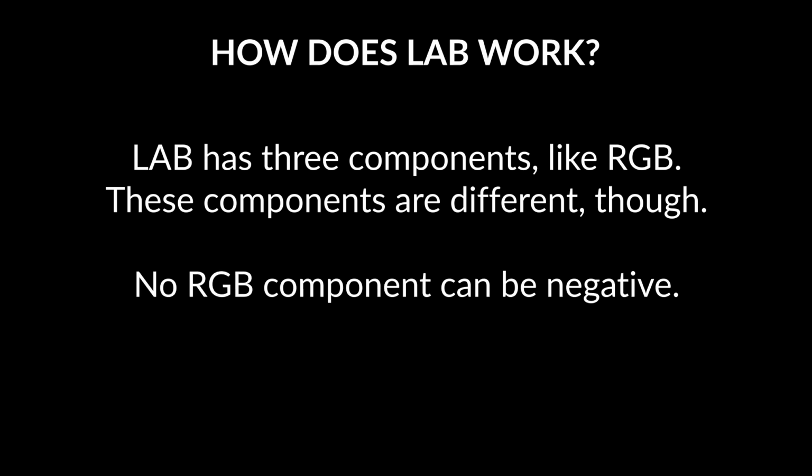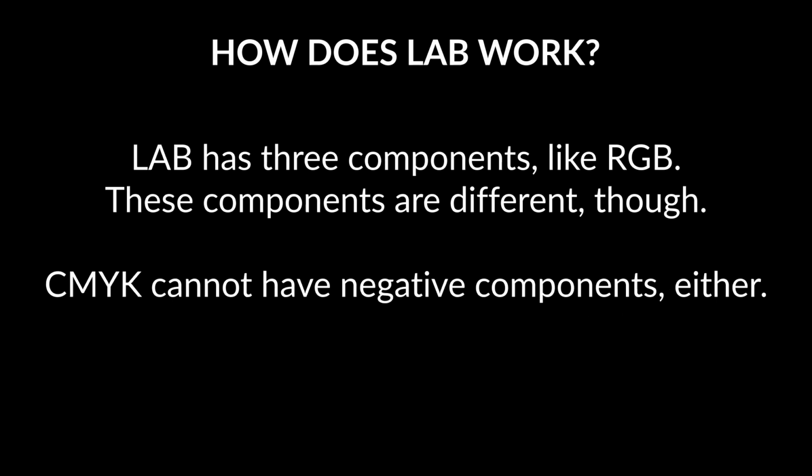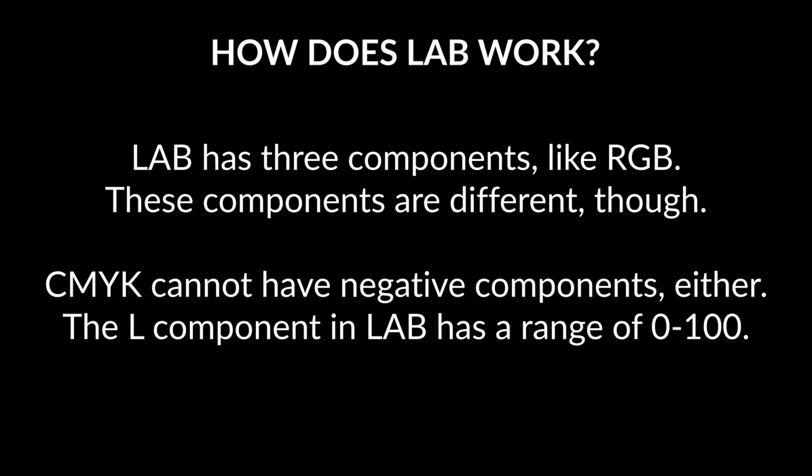When an RGB component is 0, it means that the light of the corresponding color is turned off. You cannot have less luminance than that, so negative values are meaningless. Negative numbers have no meaning either in CMYK, and even the L component of LAB can have values between 0 and 100, so it's always positive.